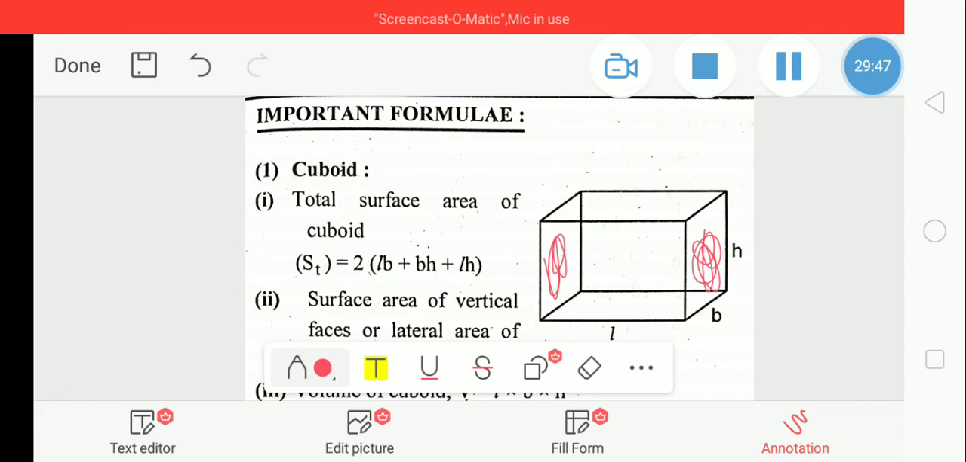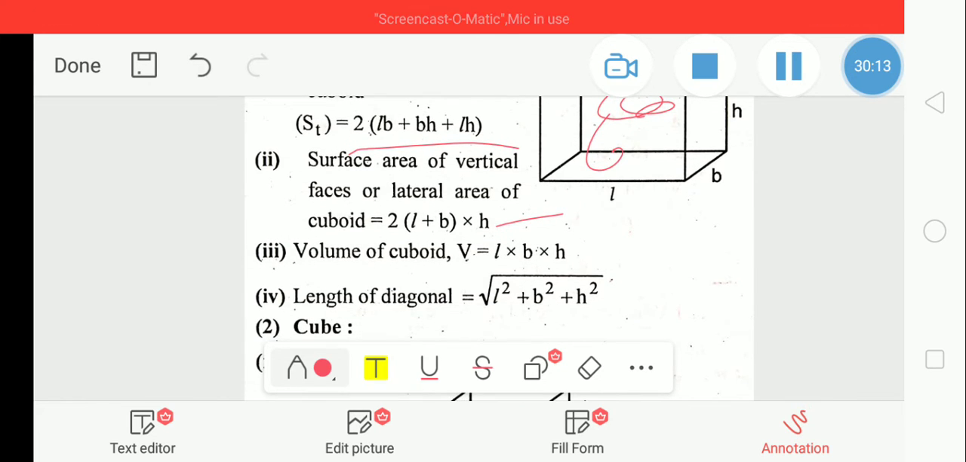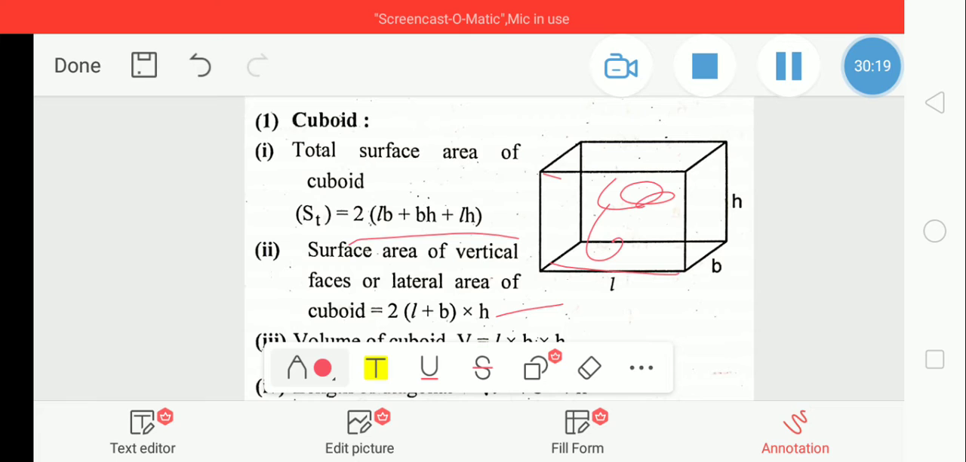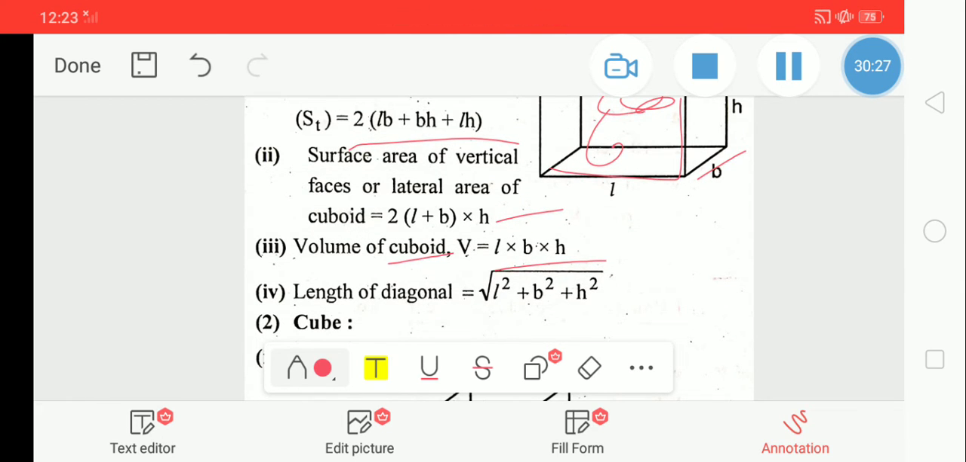and L and H means back side and front side, so 2 times, so there are 2 times LB plus BH plus LH. And surface area of vertical face or lateral area of cuboid is equal to 2 L plus B multiplied by h, and volume of cuboid V is equal to L multiplied by B multiplied by h, means length multiplied by breadth multiplied by height. So they give volume of cuboid.